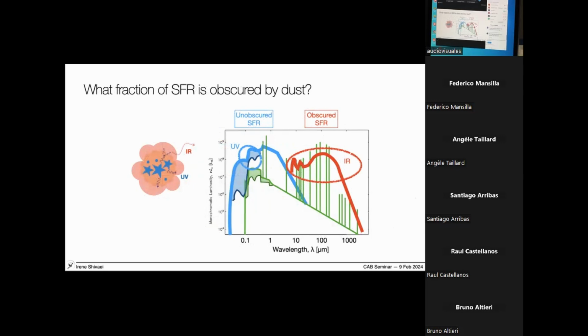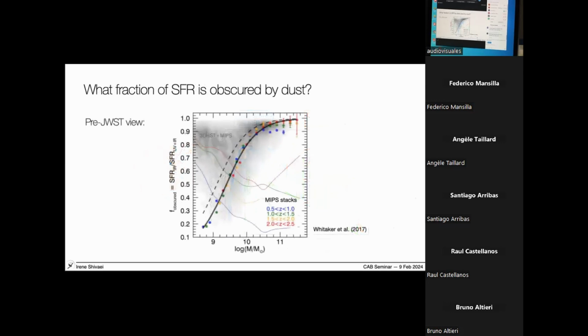Now, if you remember, I mentioned that one of the most significant uncertainties in measuring the star formation rate of galaxies is the dust obscured fraction. Before JWST, this had been studied using averages or stacks of Spitzer data. And this is the trend you see here. On the y-axis, you see the fraction of obscured star formation rate as a function of stellar mass. One of the findings of this study was that this trend doesn't change with redshift. So at all redshifts, at a given mass, you have a certain amount of obscuration.